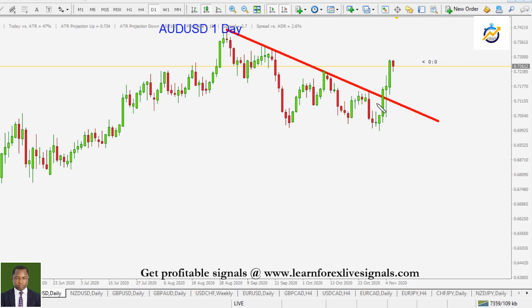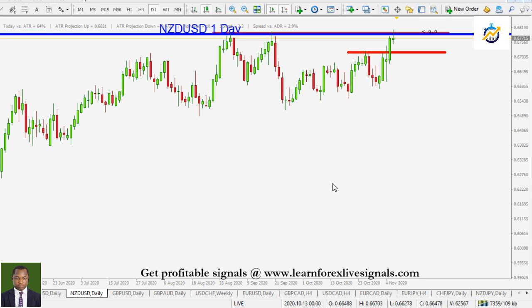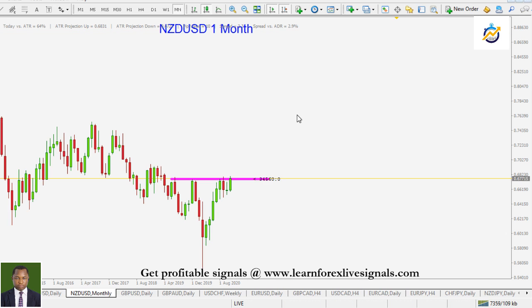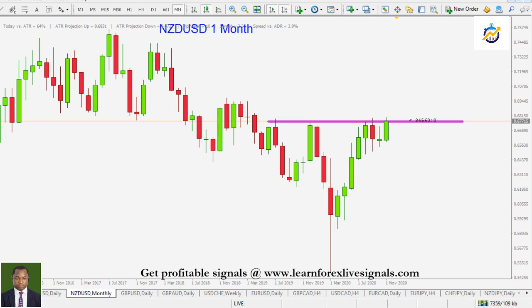Okay, so here, we have pushed to the upside. We may be seeing a drop back down. Okay, New Zealand dollar against the American dollar. Again, I want to just show you why I am anticipating a stronger American dollar in this market. Let's see the New Zealand dollar against the American dollar in the monthly time frame.